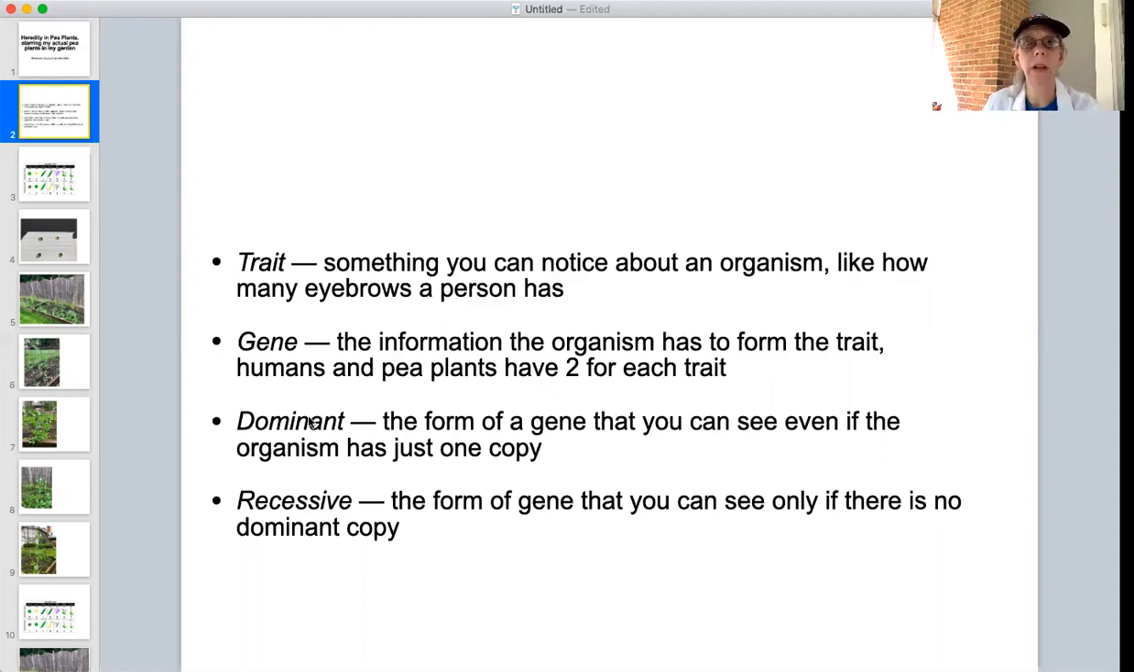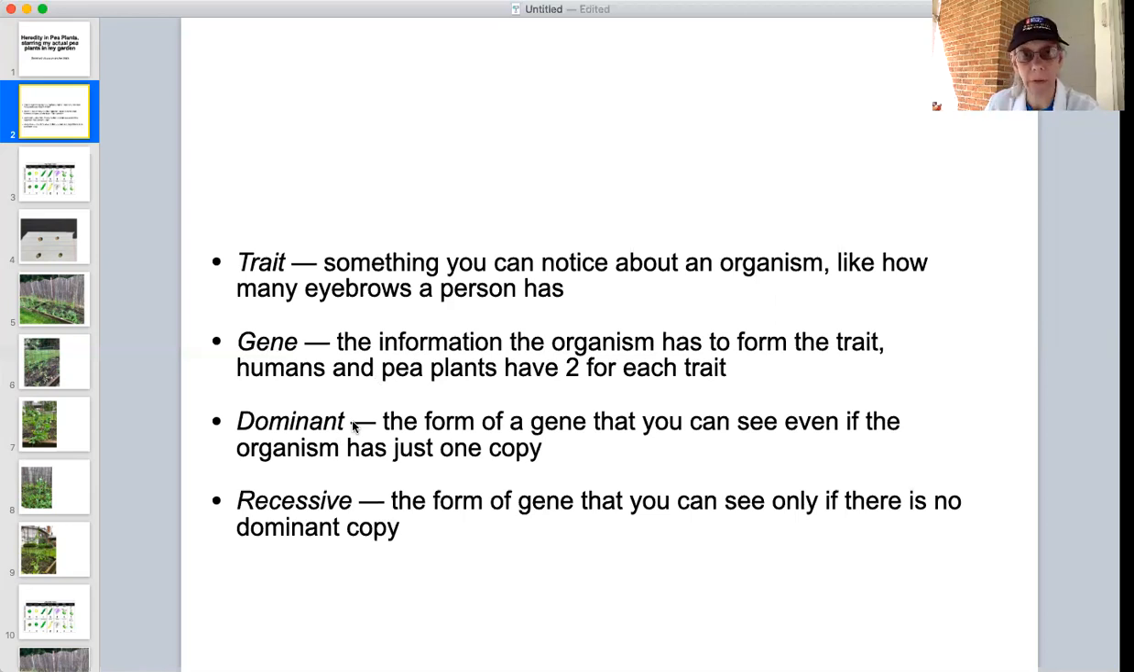In many cases, one of them is dominant, which means if one of these two is the dominant form, that's what you will see. Recessive backs up. If there's no dominant one, and they're both recessive, that's the form of the trait you will see. Dominant does not mean that it comes from your father. It has nothing whatsoever to do with that.